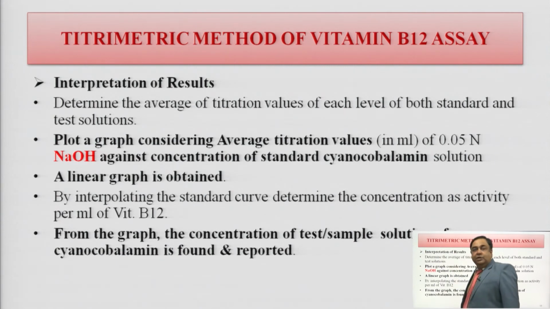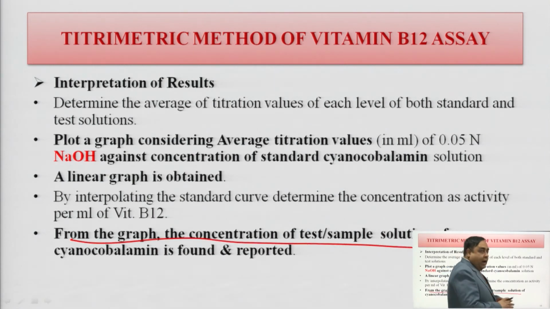So, let us come to the interpretation of the results. Determine the average titration value for the standard as well as the test solutions. Plot the graph considering the average titration value in ml of 0.05 normal sodium hydroxide against the concentration of the standard cyanocobalamin solution. As told earlier, a graph will result, prepared with the standard vitamin B12 solution, and then by extrapolation on the standard curve, the concentration of the unknown sample of cyanocobalamin is determined.